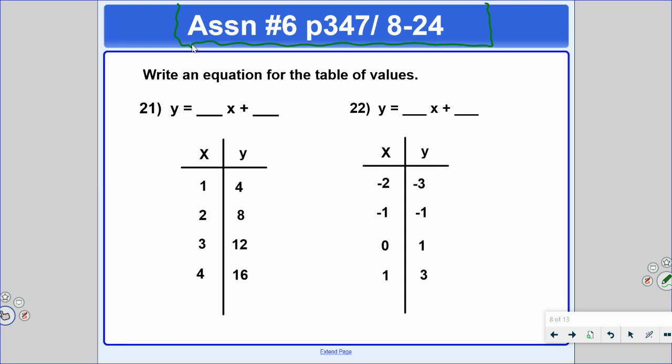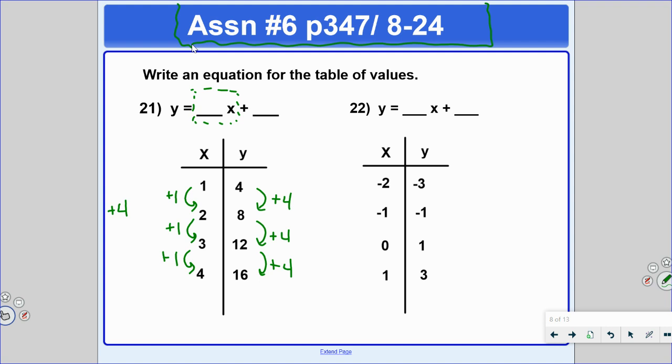So I'm going to do one of those, or if you wish, you can pause, try to figure it out on your own. The first thing I'm going to do is look: is there a constant rate of change? If so, what is it? This y value goes up 4 as the x value goes up 1. This y value goes up 4 as the x value goes up 1. This y value goes up. Aha! There is a constant rate of change.